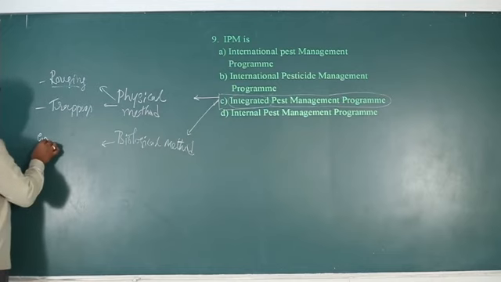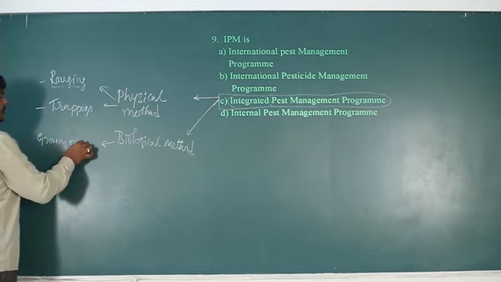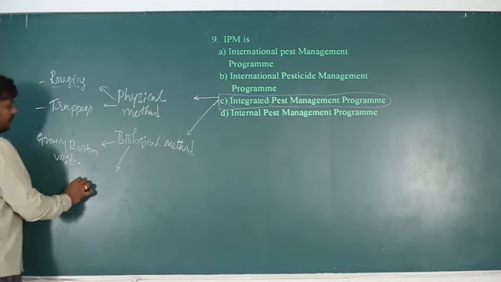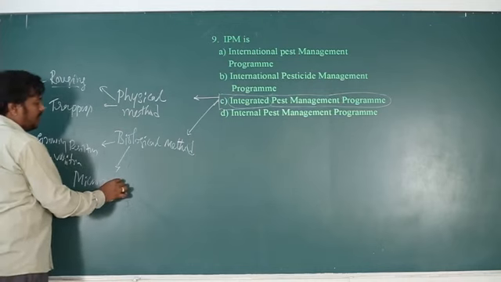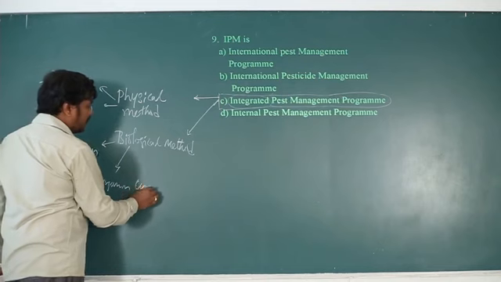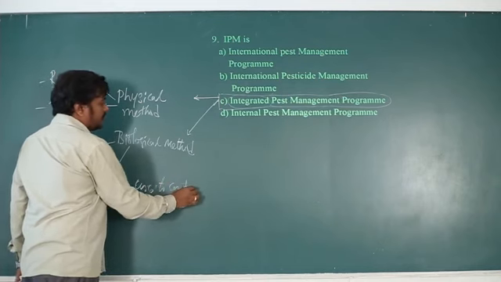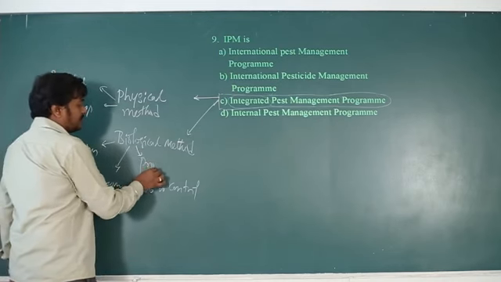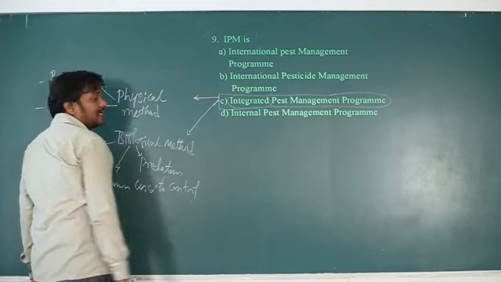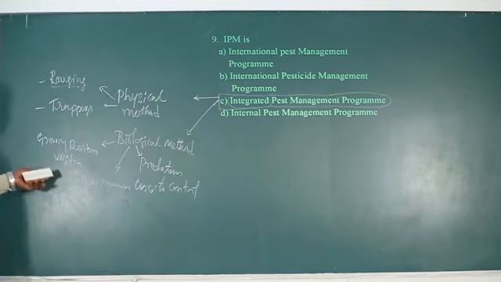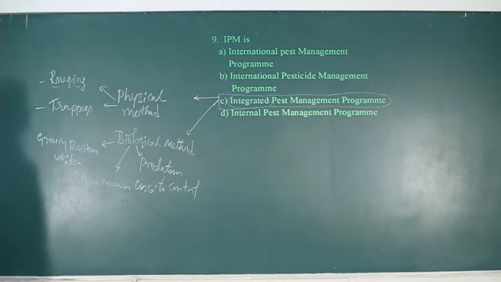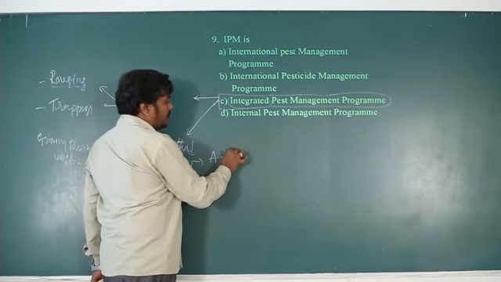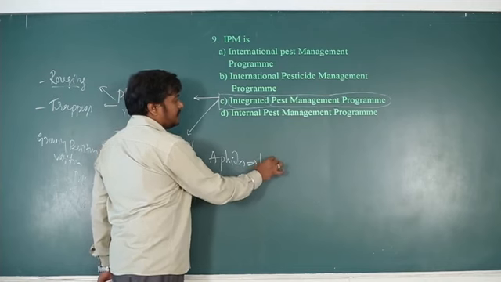Biological methods mean growing resistant varieties, or using microorganisms to control the disease, then using predators to control diseases or insects. All together these methods are called integrated pest management. Here we can give an example for predators: to control aphids we can use ladybird beetle.